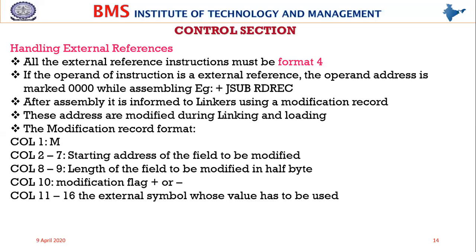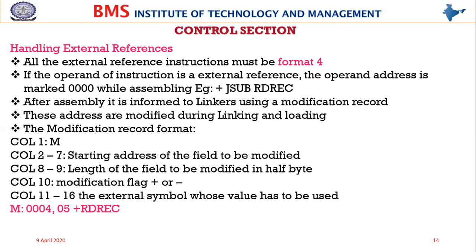See the example: columns 11 to 16 hold the external symbol whose value is to be added. For example, if it is a read record or write record control section, the value of the default section should be added or subtracted, something like that.